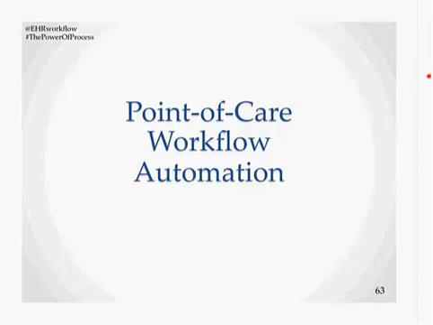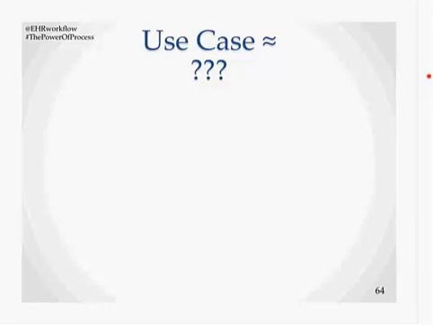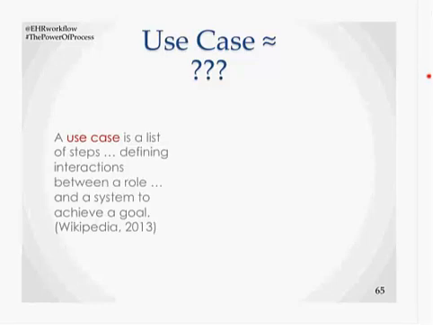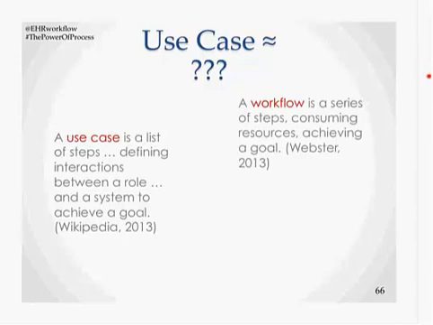So, point-of-care workflow automation. Let's look at a use case. What is a use case? Well, in Wiki, it says a use case is a list of steps defining interactions between a role, such as a physician or a nurse or someone in the health records department, and a system, such as an information system, to achieve a goal. That sounds kind of familiar to me. Sounds a lot like my definition. A workflow is a series of steps, consuming resources, which I think is implied by the use case, to achieve a goal. The difference is the use case is a list of steps, whereas workflow is the steps themselves.